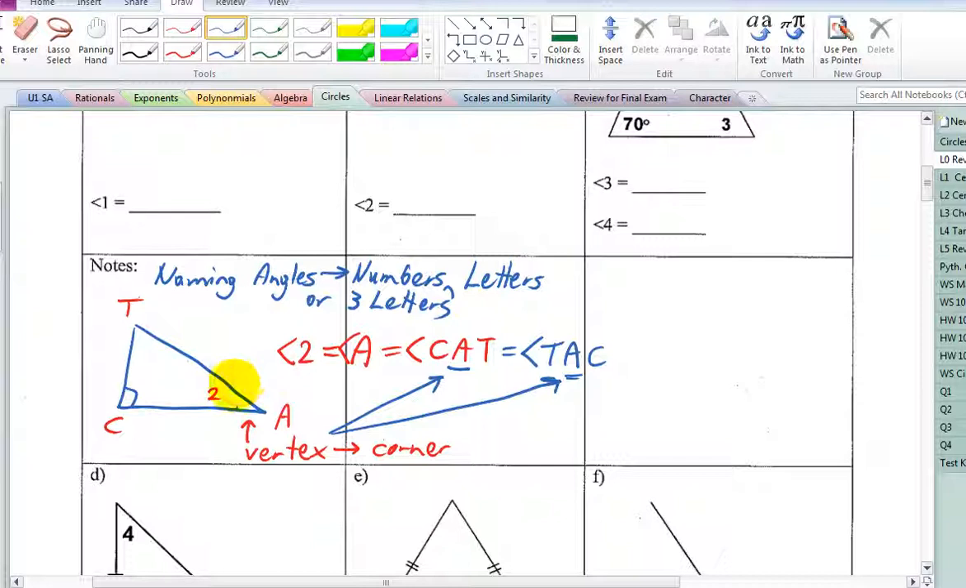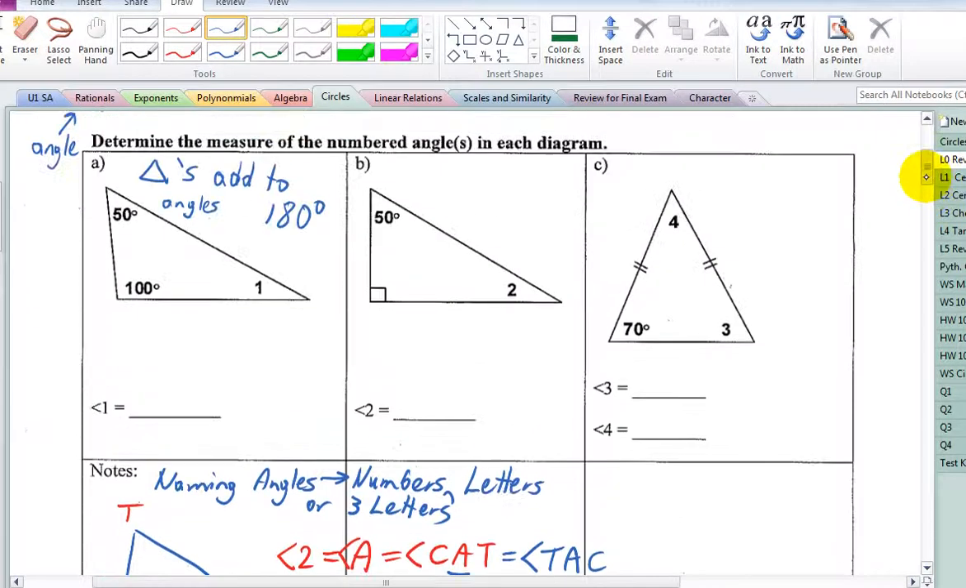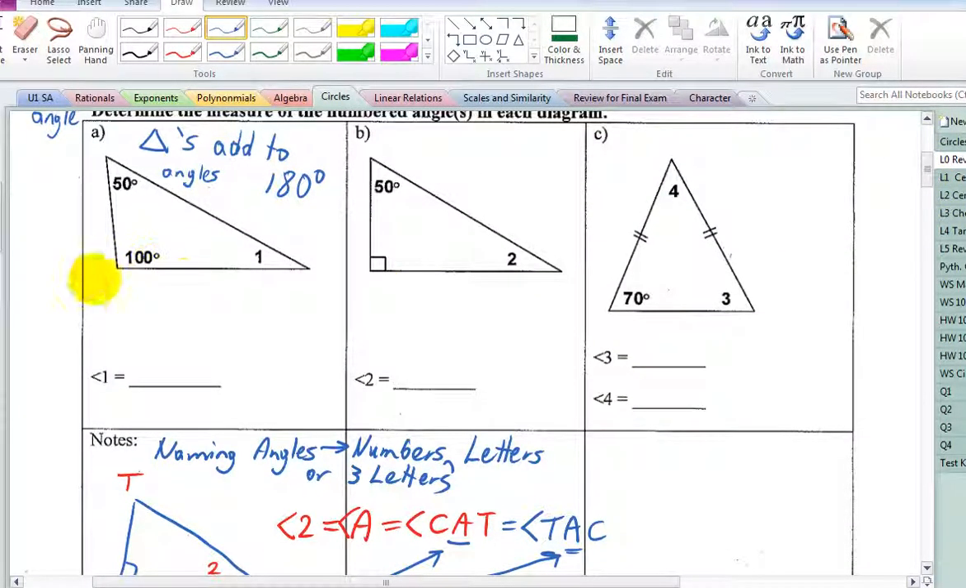Now in grade 10, we can call it Greek letters like alpha, theta, beta. Don't need to know that right now. We're just going to call it angle 2, angle A, or angle CAT. All right? Any questions? So let's have a look up top here. All angles add to 180. So we can say angle 1 equals the sum total, 180, minus 100 degrees, which is 80, minus 50 degrees, and what does it equal? 30 degrees. So angle 1 is 30 degrees.